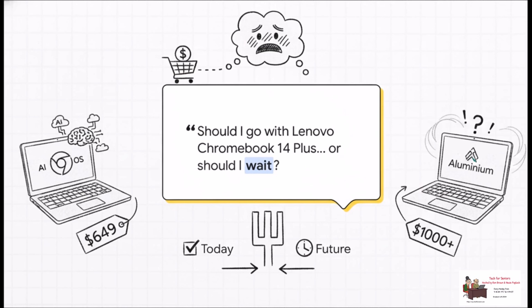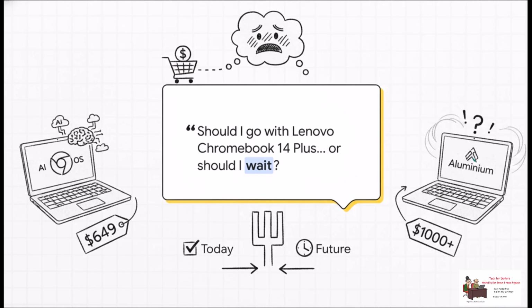Just look at this real-world buying dilemma from Reddit user Suhas1639. I'm confused about the Lenovo Chromebook 14 Plus for $649. Or should I wait for the upcoming Googlebook? I'm guessing the Googlebook will be priced around $1,000 plus. This brilliantly illustrates the current state of the ChromeOS market.